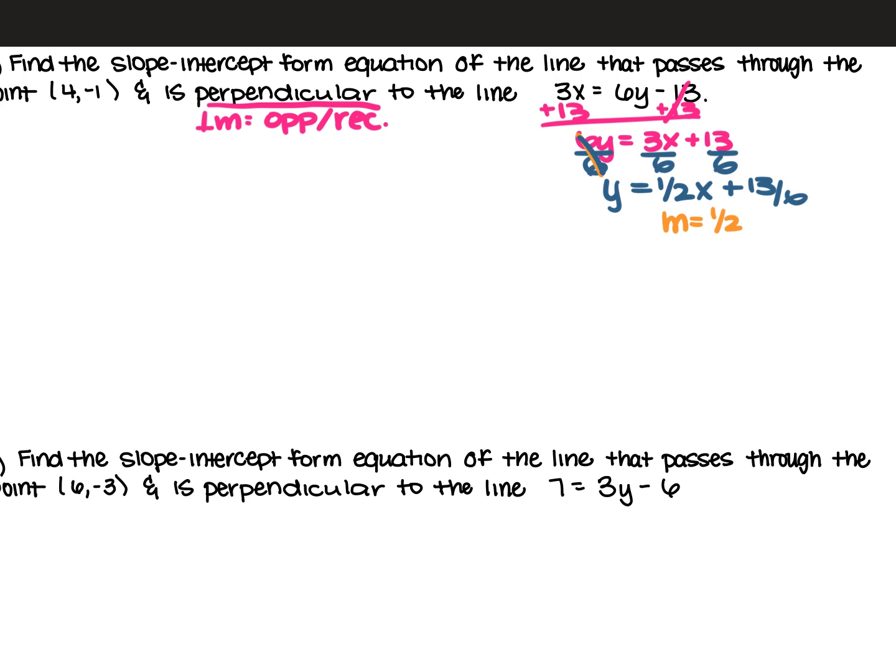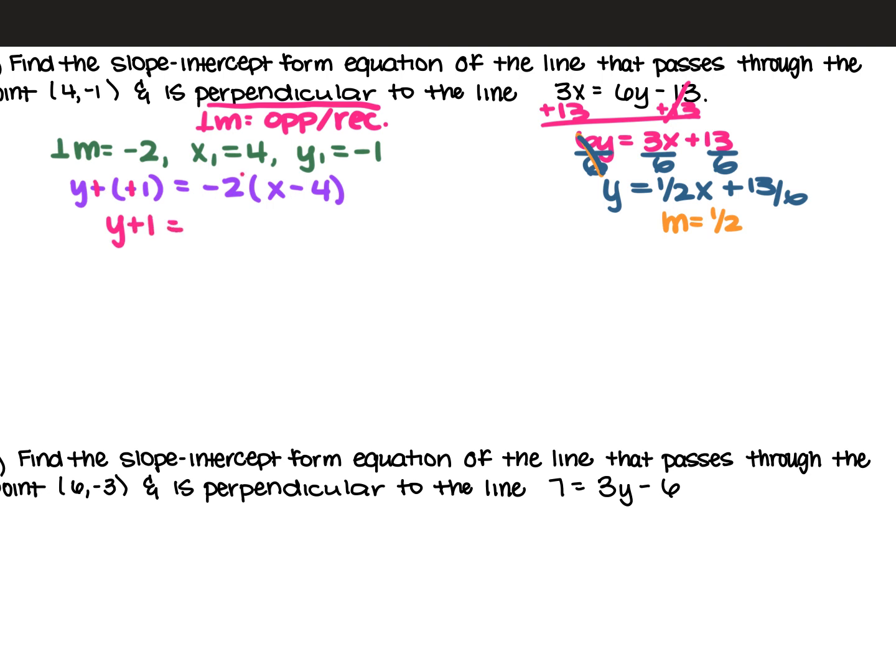So the perpendicular slope is -2. Your x1 is 4, and your y1 is -1. So it's going to give you y minus -1 is equal to -2 times (x - 4). Double negatives with the y minus -1 turn into y + 1. The -2 gets distributed in, so that's y + 1 = -2x + 8. Move your 1 over by subtracting it from both sides, and you're left with y = -2x + 7.